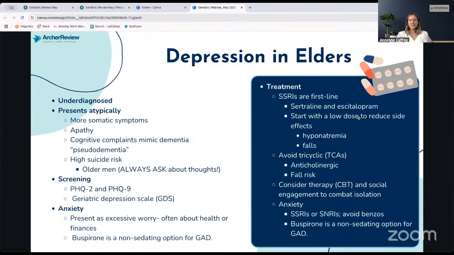Never prescribe a TCA. Those tricyclic antidepressants should never be prescribed to an older adult because they're high suicide risk, high fall risk because they're anticholinergic. So if you get a board prep question where a TCA is an option, it's never going to be the answer. You never prescribe a TCA to an older adult.